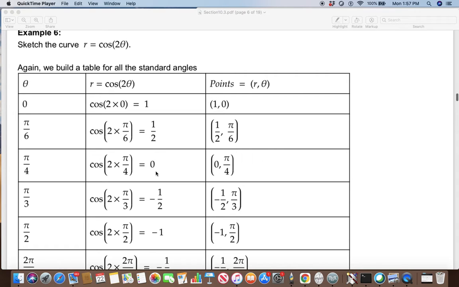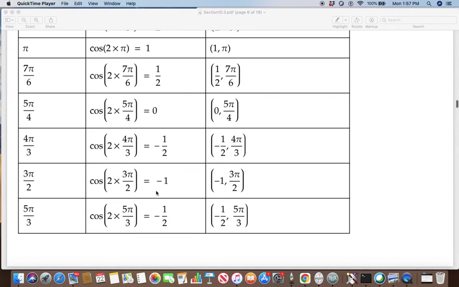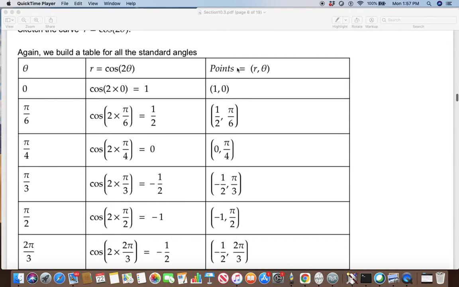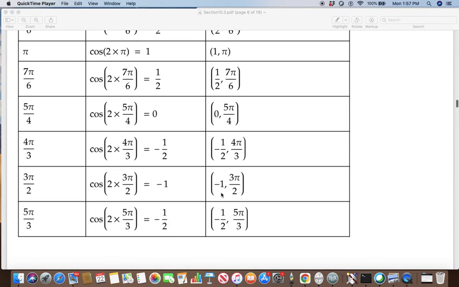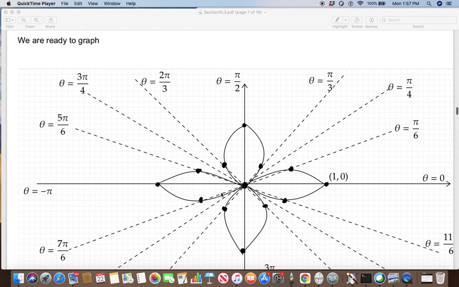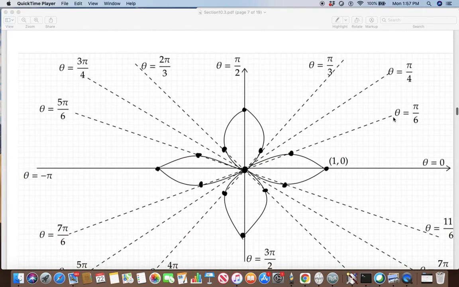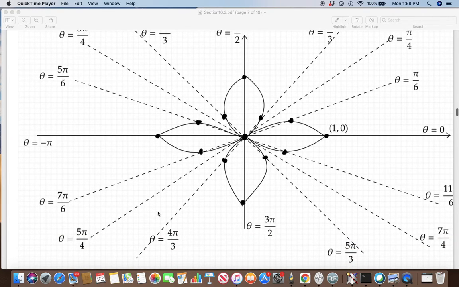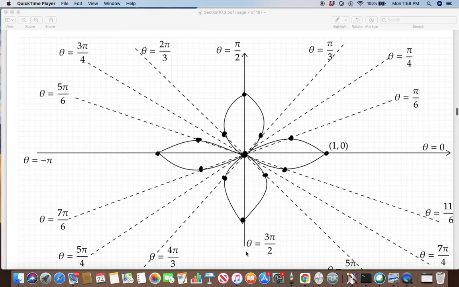Substituting theta, you get various values of r. Once you have these values of r, you now have points in polar coordinates r, theta. r is the distance from O, theta is the angle measured in radians counterclockwise from the polar axis. So you get these points in polar coordinates. Now we start plotting them. You see how beautiful this picture is. So here are the first quadrant angles, second quadrant angles, third quadrant, fourth quadrant, and then angles on the x and y axis. All right.